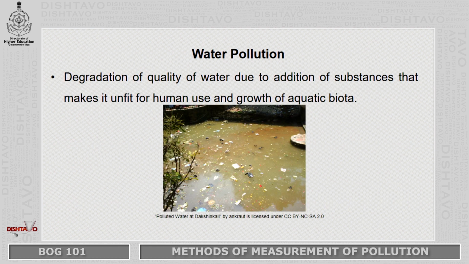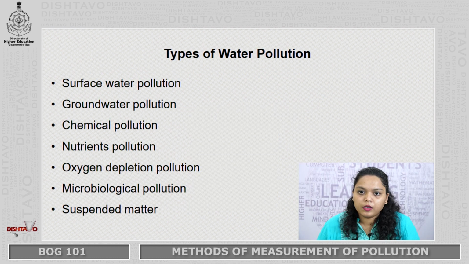Let us begin with water pollution. Degradation of quality of water due to addition of substances that make it unfit for human use and growth of aquatic biota. Types of water pollution: surface water pollution, groundwater pollution, chemical pollution, nutrient pollution, oxygen depletion pollution, microbiological pollution and pollution which is caused by suspended matter.